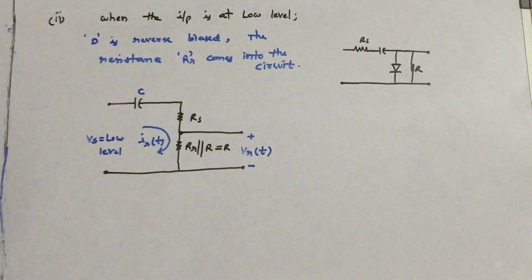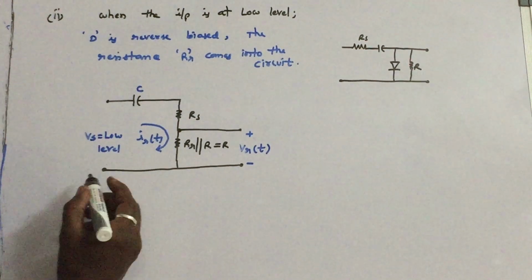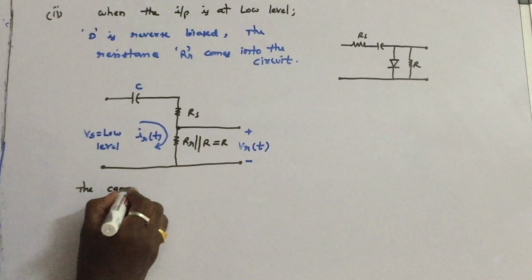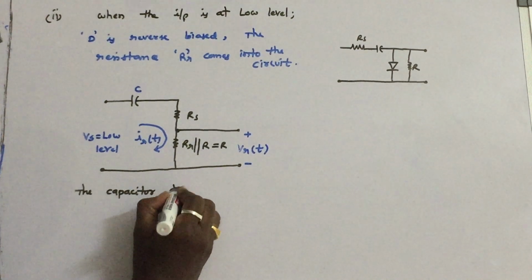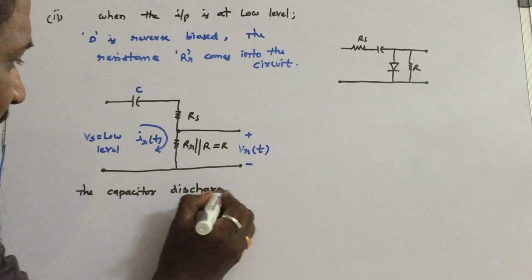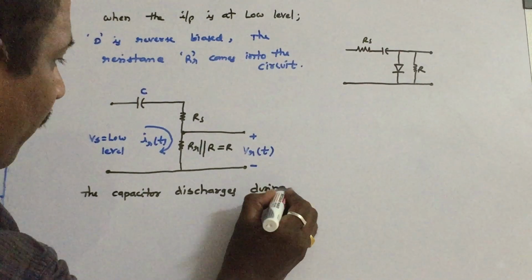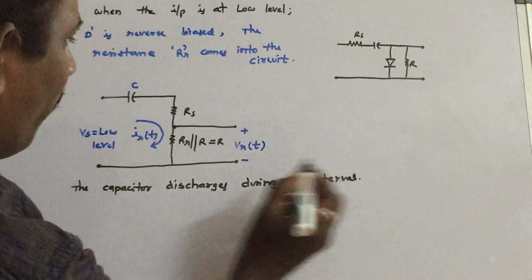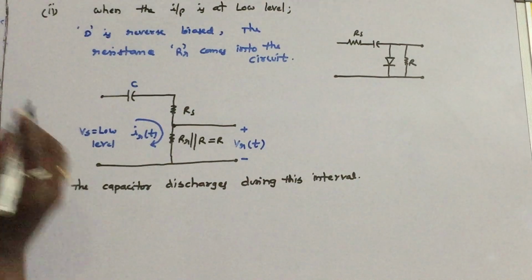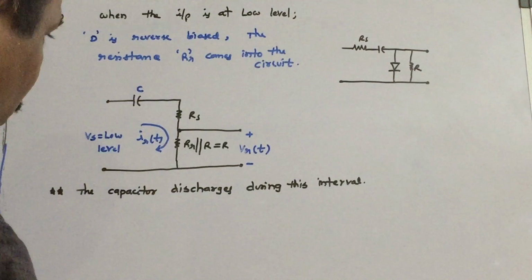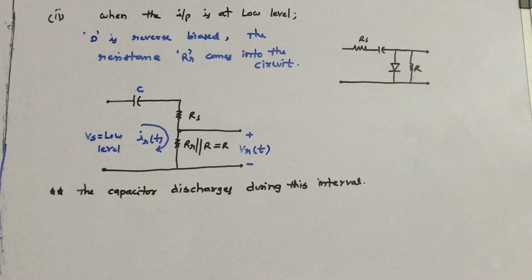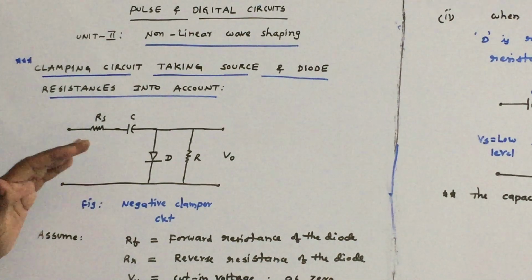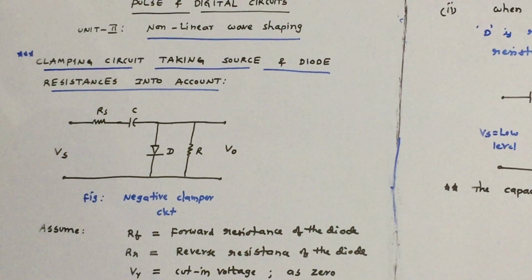These two equivalent circuits are very, very important. Another very important point is that when the input is at low level, the capacitor discharges during this interval. So remember these two equivalent circuits when we solve problems as well as the clamping circuit theorem. This is about the equivalent circuits when the source resistance and the forward and reverse resistances of the diode are taken into account. Thank you.